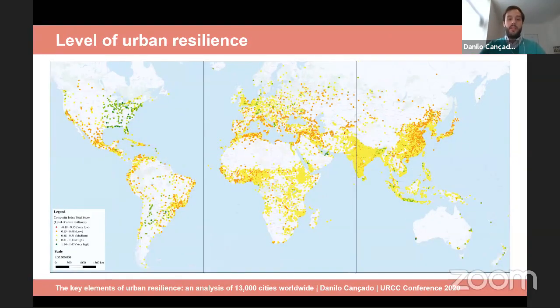After all this process, the level of urban resilience of those over 13,000 cities was actually calculated and plotted in this map using a geographic information system software. The dots in yellow to red indicate medium to very low levels of resilience, while the light and dark green dots indicate high or very high levels of resilience.